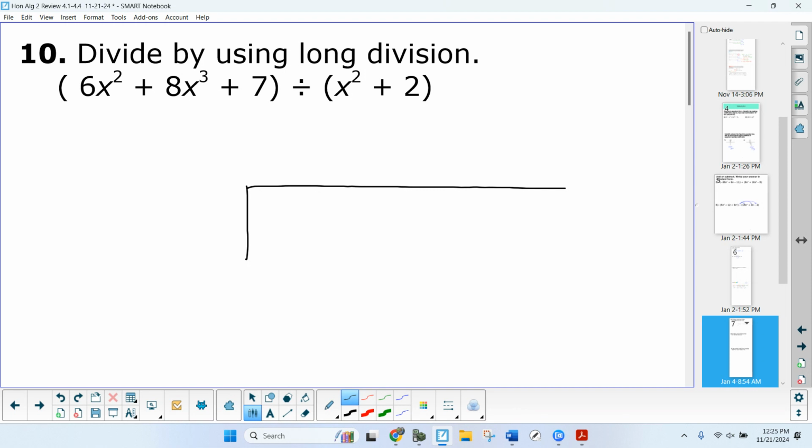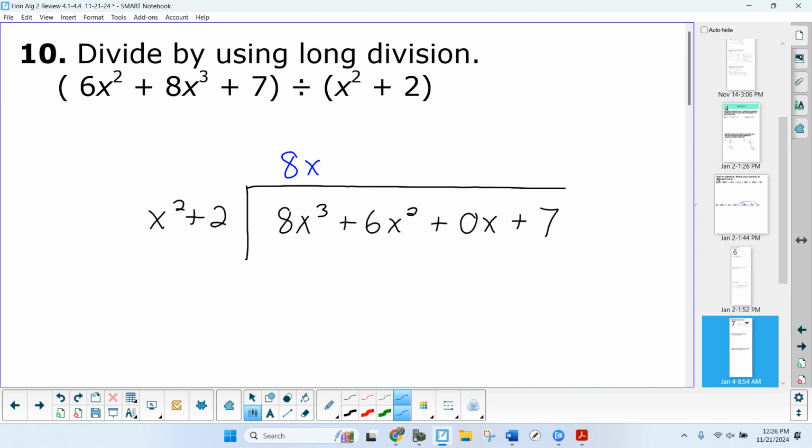All right, so what would this be in standard form, guys? 8x cubed plus 6x squared plus 0x plus 7. And then what goes on the outside? x squared. Okay. Now, what would you multiply x squared by to get to 8x cubed? 8x.